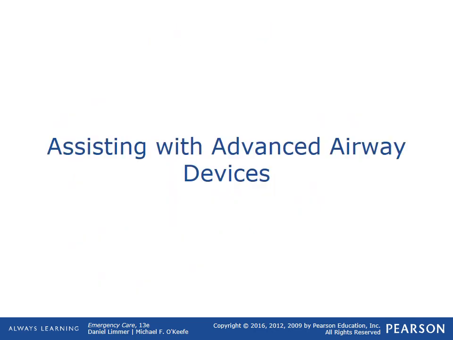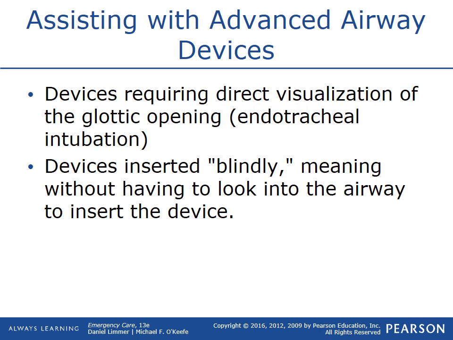Assisting with airway devices. Devices might require direct visualization of the glottic opening, such as endotracheal intubation. So when somebody intubates, they need to visualize when they place the tube in. And you might be able to assist with this. Other devices are inserted blindly, meaning they don't have to look into the airway to insert the device, such as the King airway. It's a blind insertion.